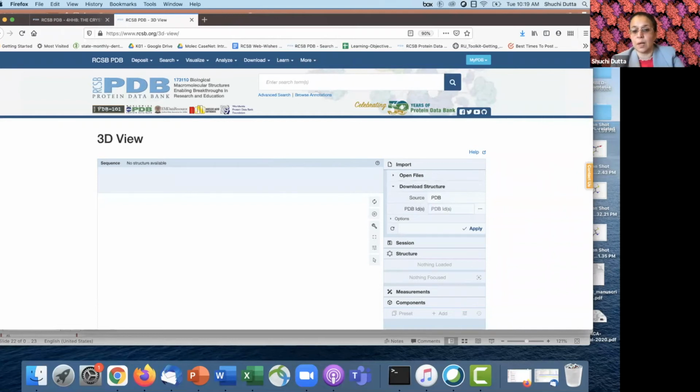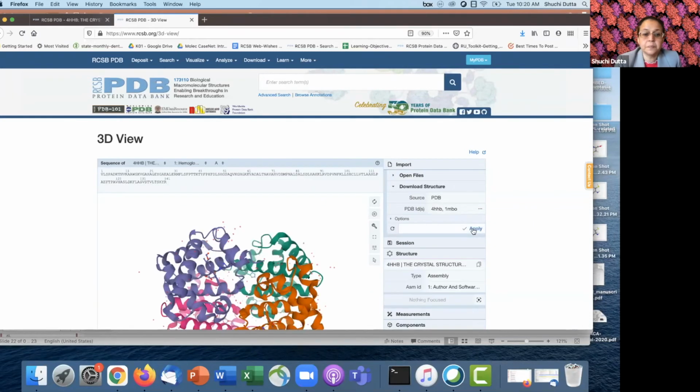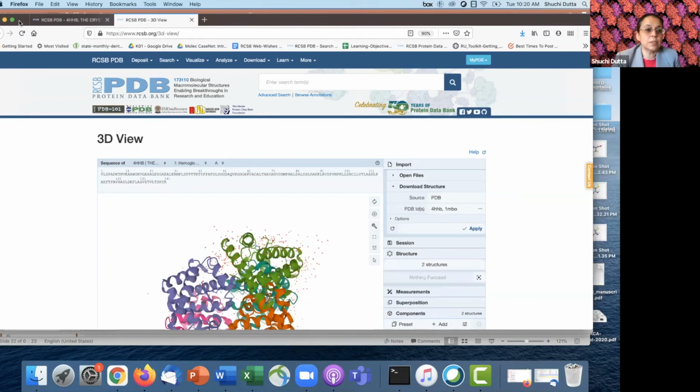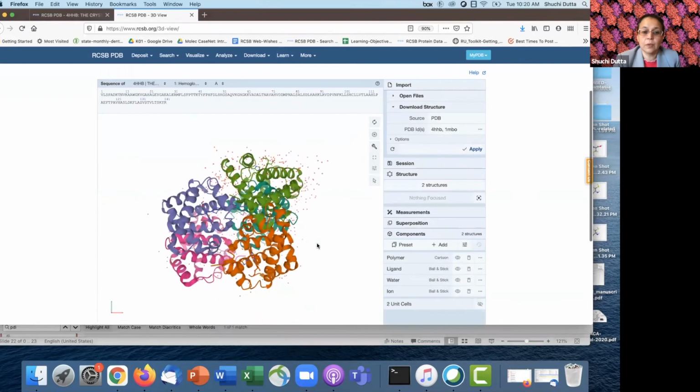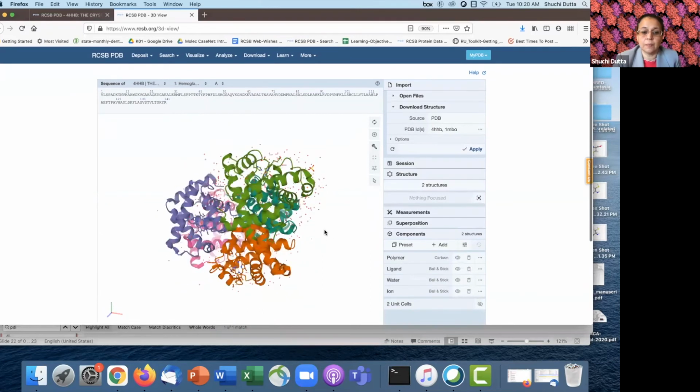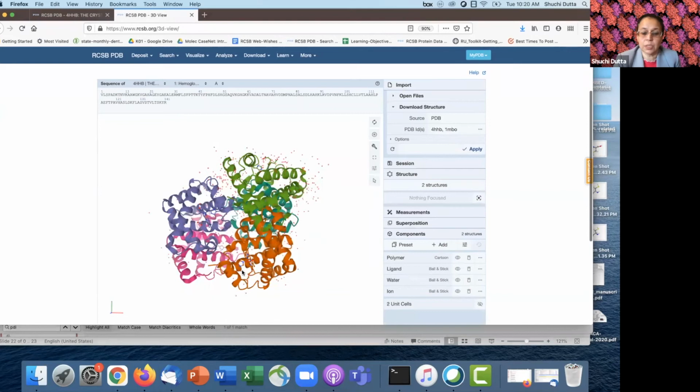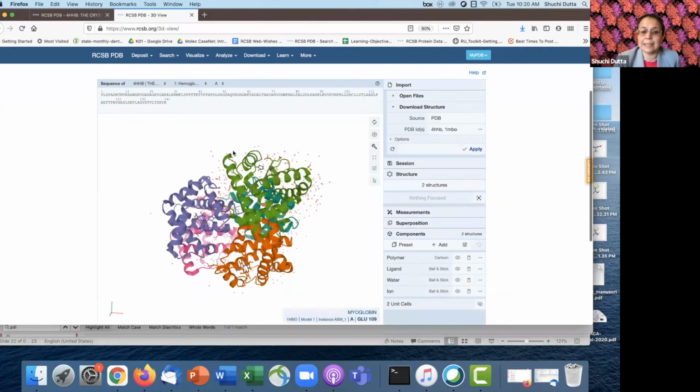So I'm going to add these two in here. I don't have to download the file and put it in here. I can just say download structures, 4-HHB, and sorry, 4-HHB and 1MBO. Apply. So notice your 4-HHB is these darker colored chains that we've been looking at. And this light green chain is 1MBO, okay?